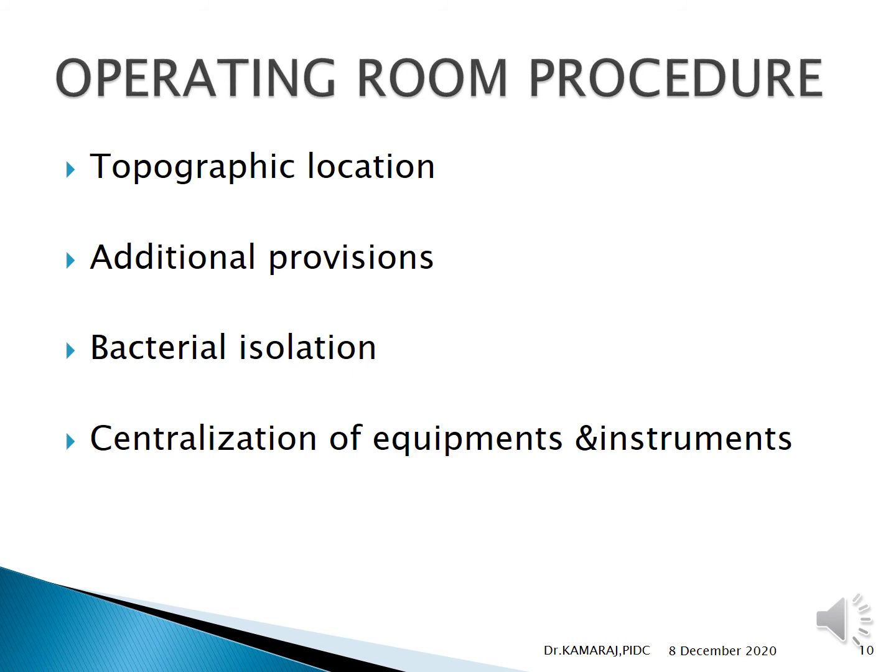So for the operating room procedure, there are 4 things which you need to know: the topographic location, additional provisions, bacterial isolation, centralization of equipments and instruments. So usually the OT or the operation theatre will be located in a more remote area where it cannot be accessed by everybody. So that is what it means. So that there is no common people coming and going through that way.